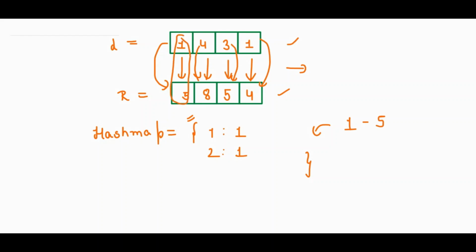Okay. So then I will have 3. 3 frequency is 1. Then 4 frequency is 1. And 5 frequency is 1. Then next range is 4 to 8. Now instead of 1 to 5 we will see 4 to 8. So 4 we already have, so we will increase its frequency to 2. Then 5 we already have, so we will increase its frequency to 2.